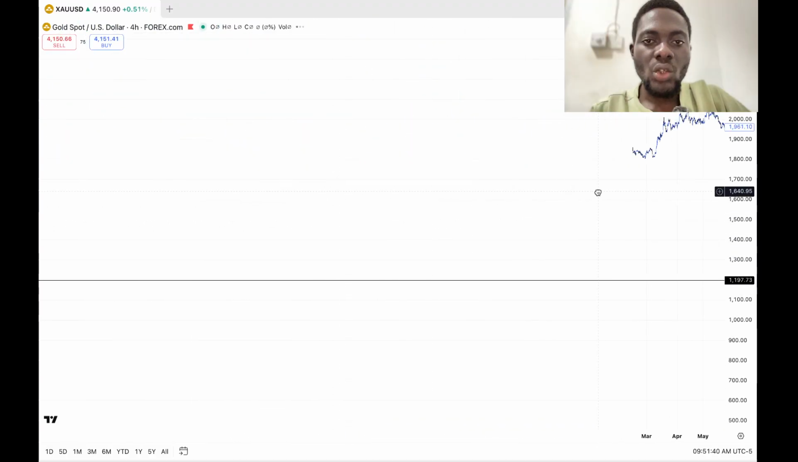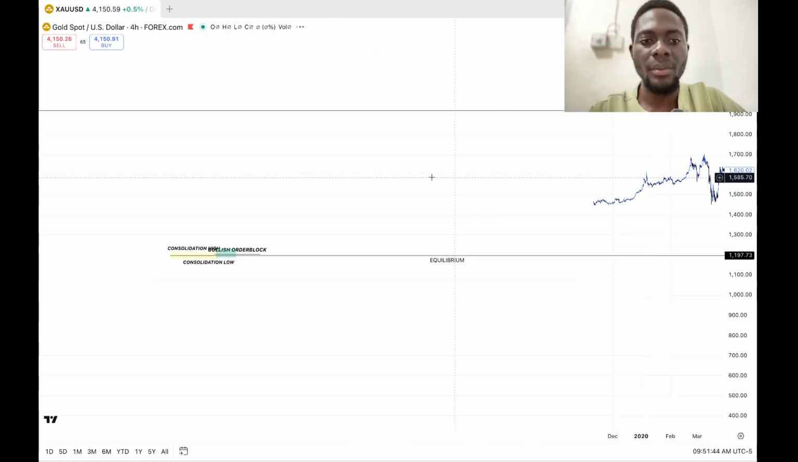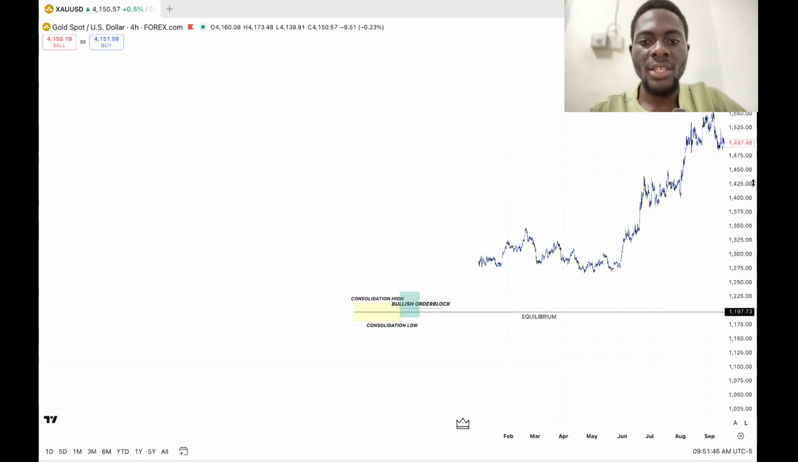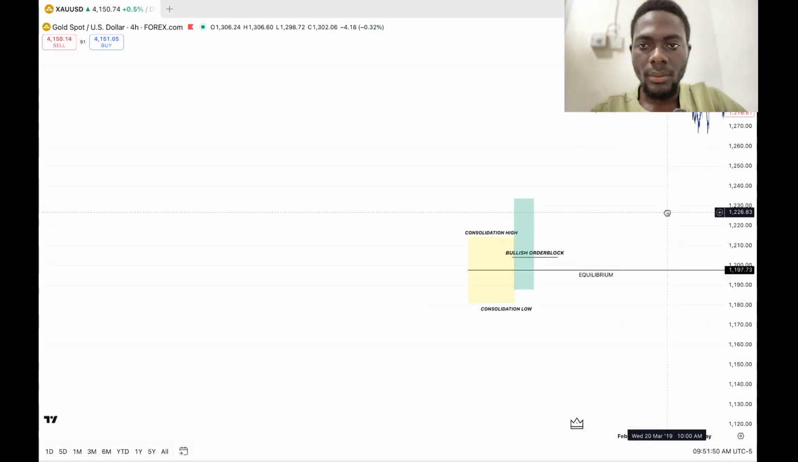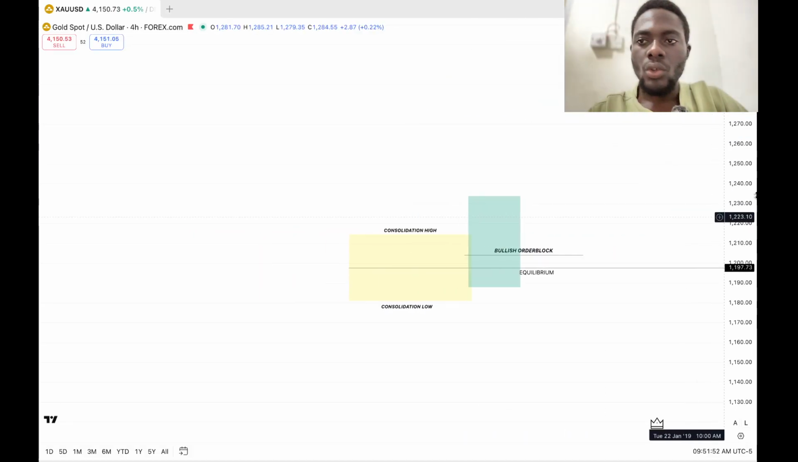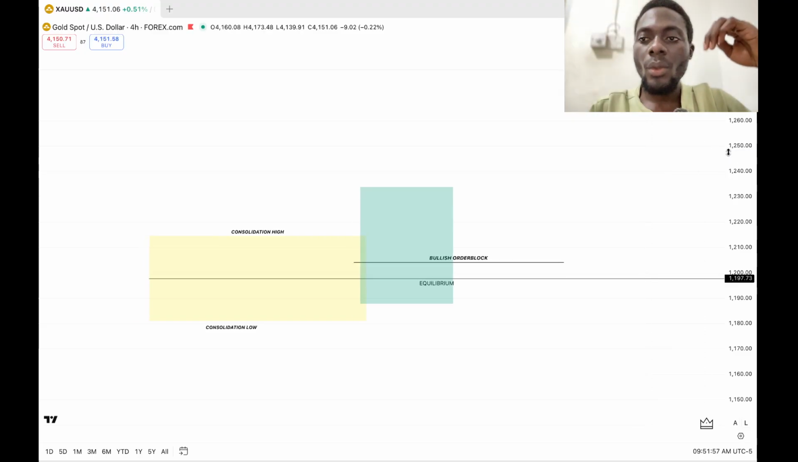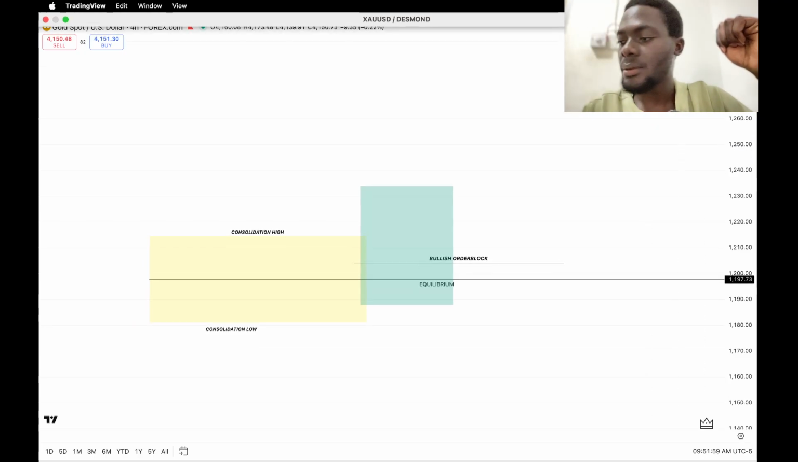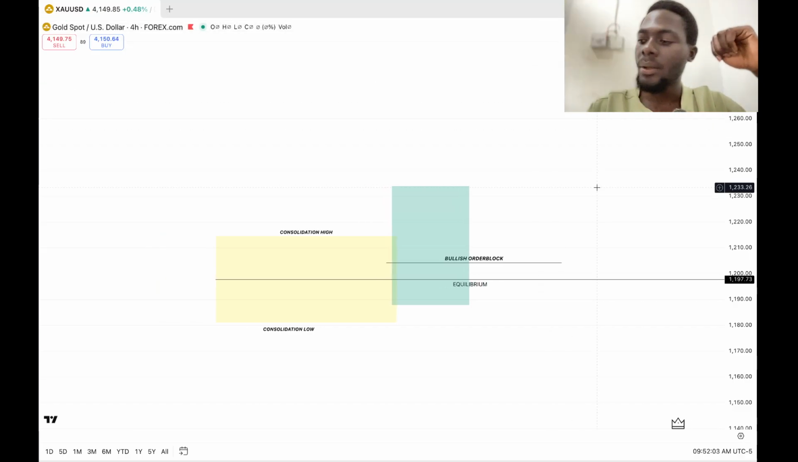When the order block is too large, you go to the lower time frame to look for price refinement. Are you familiar with price refinement? Yes. Okay. When the order block is too large, you go to the lower time frame and then you look for a refinement in price.